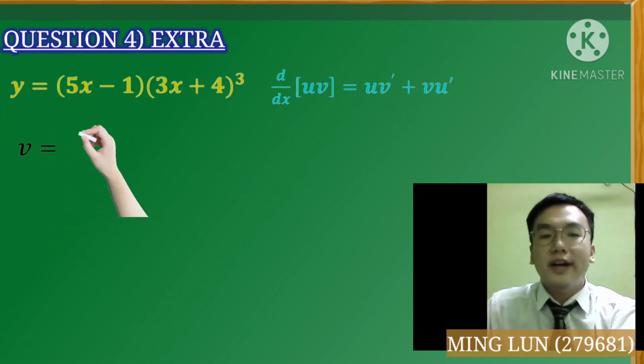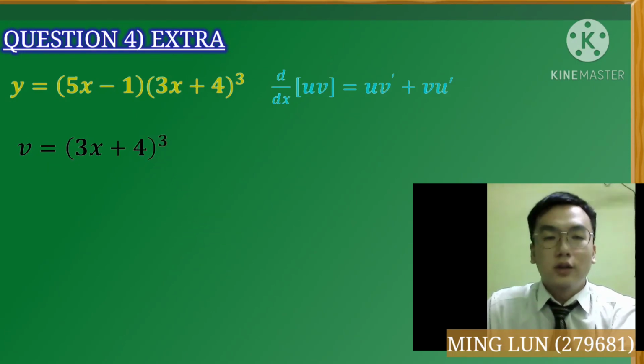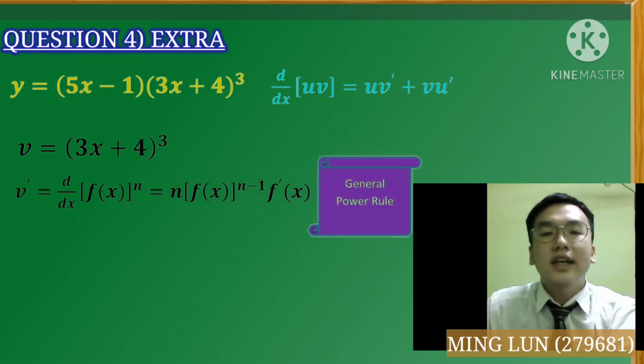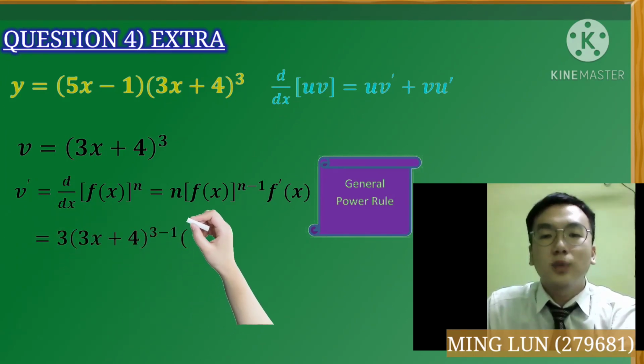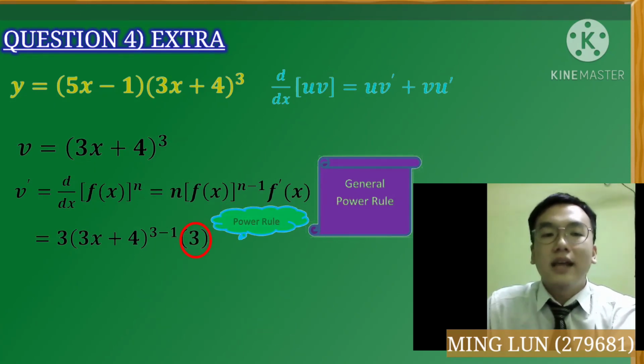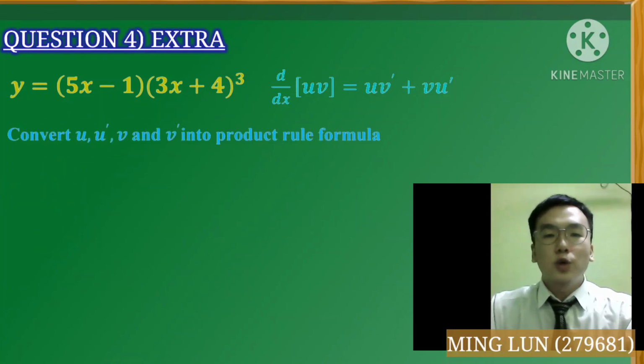v equals (3x plus 4) cubed. To find v prime, we can use the general power rule. The formula is n multiply f(x) power n minus 1 multiply f prime x. v prime equals 3 multiply (3x plus 4) power 3 minus 1 multiply 3. The 3 comes from the power rule. Therefore, v prime equals 9 multiply (3x plus 4) squared. Then we convert u, u prime, v and v prime into the product rule formula.